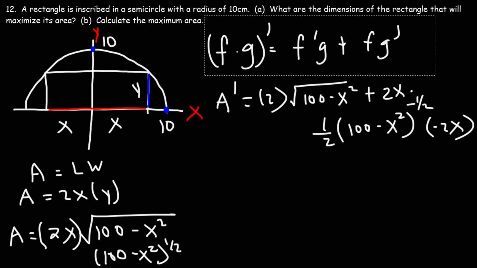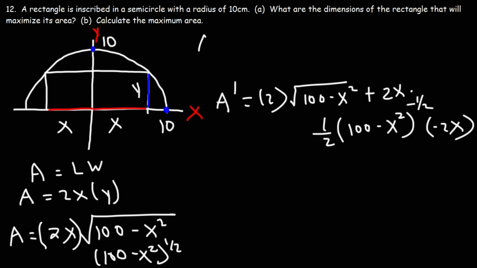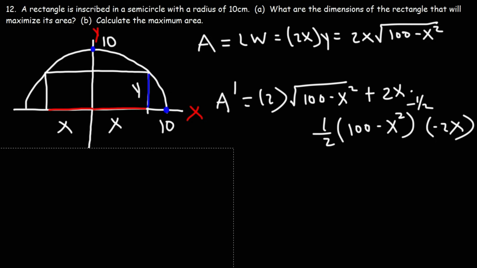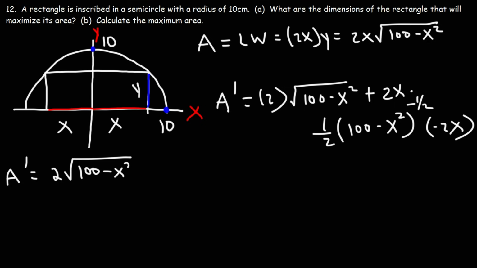Now let's take a minute to make some space. So I'm going to rewrite the area function here. It's L times W, which is 2x times y, which is 2x times the square root of 100 minus x squared. So now let's delete this. And so we have A prime is equal to 2 square root 100 minus x squared. Now we can cancel the 2 and the 1/2. And so we're left with x times negative 2x, which is going to be negative 2x squared.